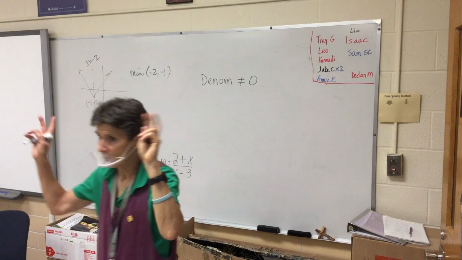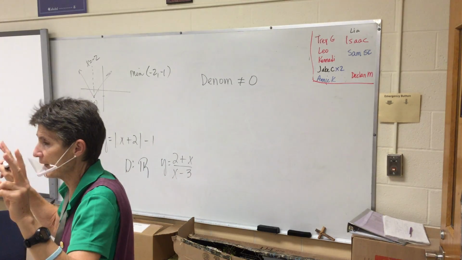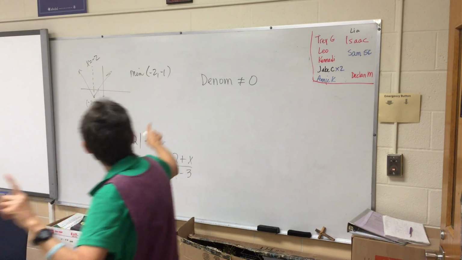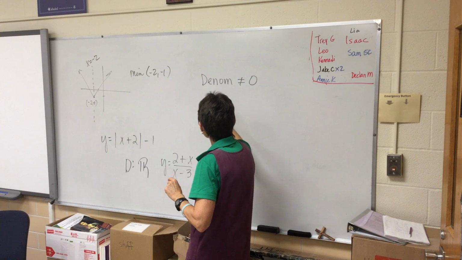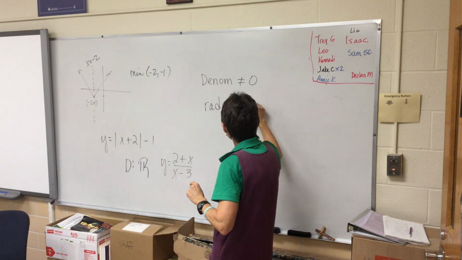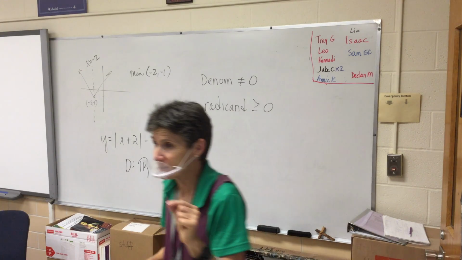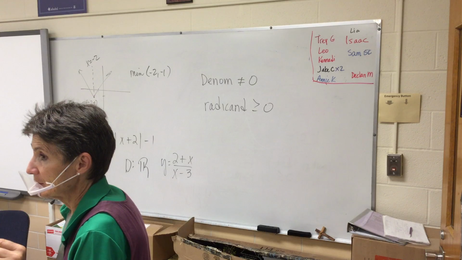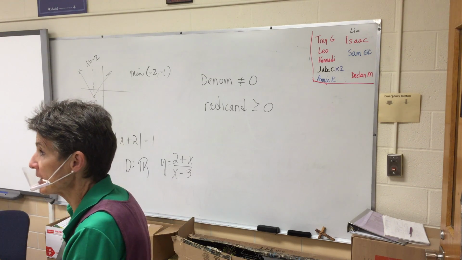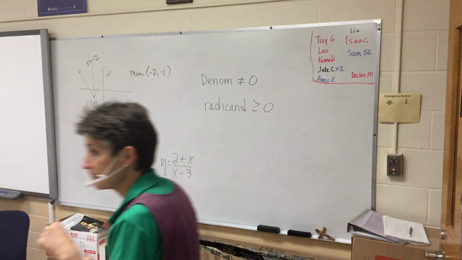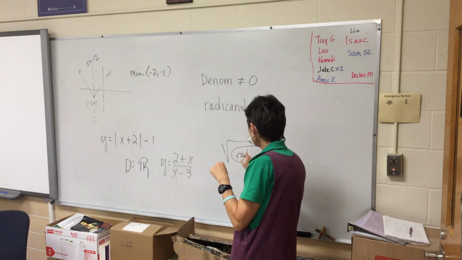The other big red flag for domain, there's really only two huge red flags. One is denominator cannot be 0. The other one is radicand must be greater than or equal to 0. Now, does anybody know what I mean by radicand? What's the radicand? The radicand is the thing under a radical. So if you have a radical, this is called the radicand.